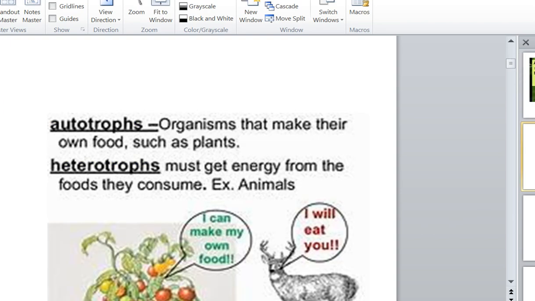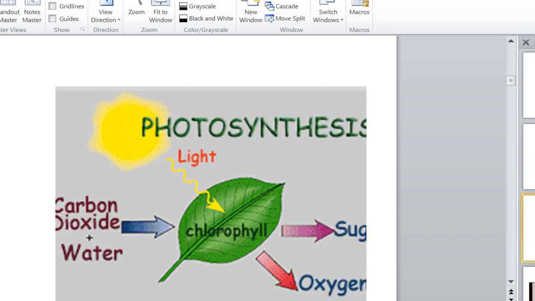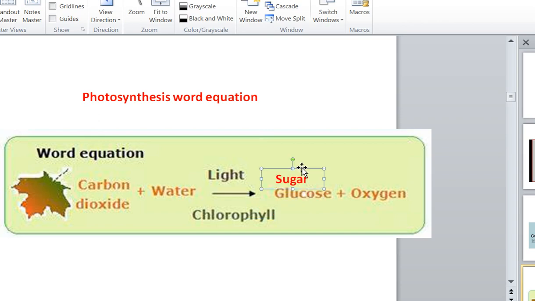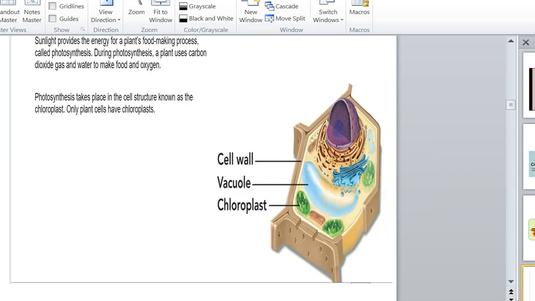But what about animals? Animals are heterotrophs, that is, they cannot make their own food. Then we drew this on the notebook, the photosynthesis, because plants make food using a process called photosynthesis. The word equation of photosynthesis, we should write this on your notebook. Then we started talking about the structure of a plant cell.